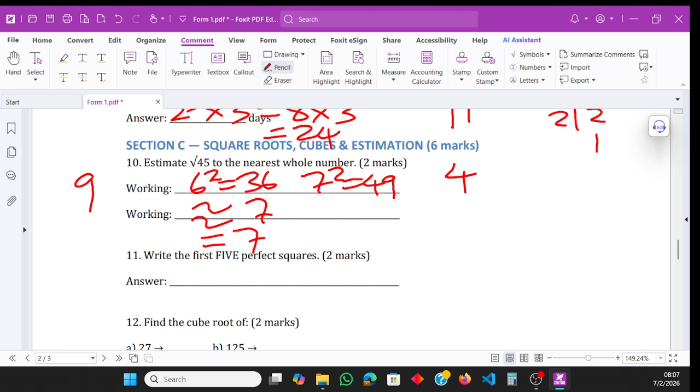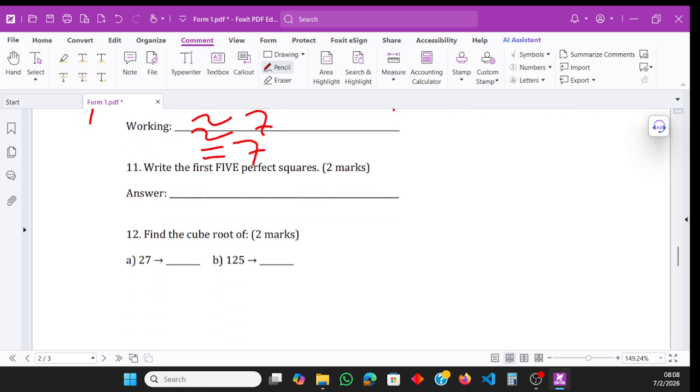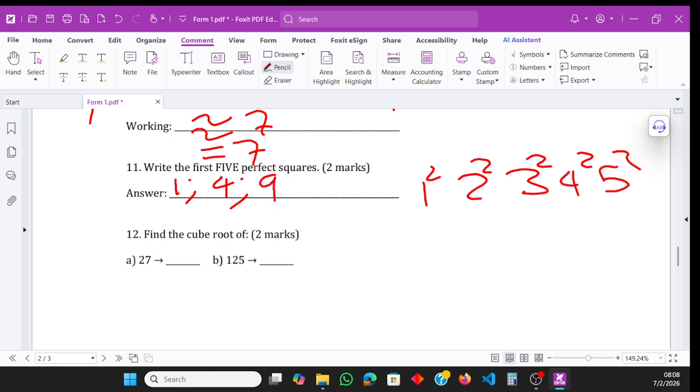Write the first 5 perfect squares. First 5 perfect squares, they come from natural numbers. When I say natural numbers, I'm talking about 1, 2, 3, 4, 5. Then the question is, can I square all these? And when I square, I'm interested in the result. I square 1, I get 1. I square 2, I get 4. I square 3, I get 9. I square 4, I get 16. I square 5, I get 25.